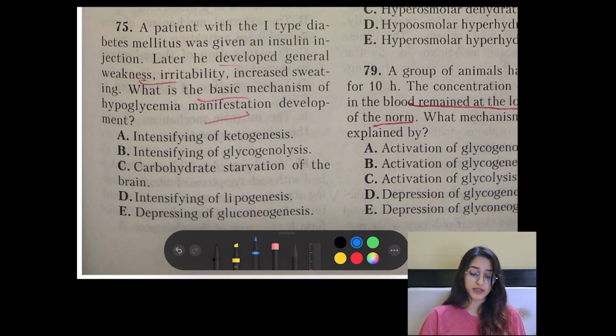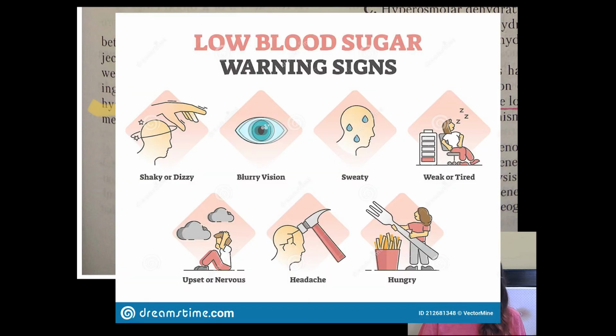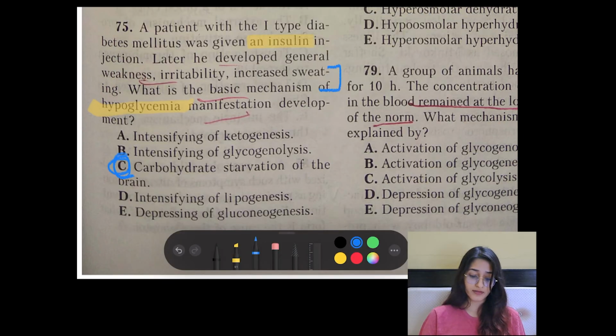A patient with type 1 diabetes mellitus was given an insulin injection. Later, he developed general weakness, irritability, increased sweating. What is the basic mechanism of hypoglycemia? So when there is hypoglycemia, why? Because an extra dose of insulin was given to the diabetes mellitus patient, and these are the symptoms of hypoglycemia: weakness, irritability, and increased sweating. Now basically it is carbohydrate starvation of the brain. When there is hypoglycemia, weakness and irritability are basically signs of the brain.